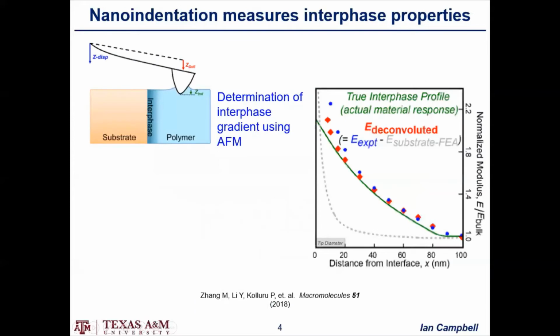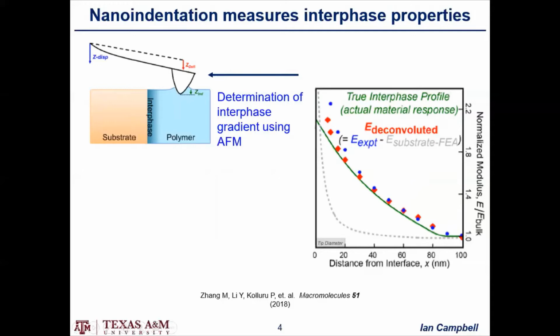Previously, my advisor's group used nanoindentation and finite element analysis, or FEA, in order to determine interface properties. An atomic force microscope, or AFM tip, was used to measure the force needed to deform a laminar composite in an array of locations. Mechanical properties, such as the normalized modulus shown in the plot to the right, can be backed out of the force measurements.